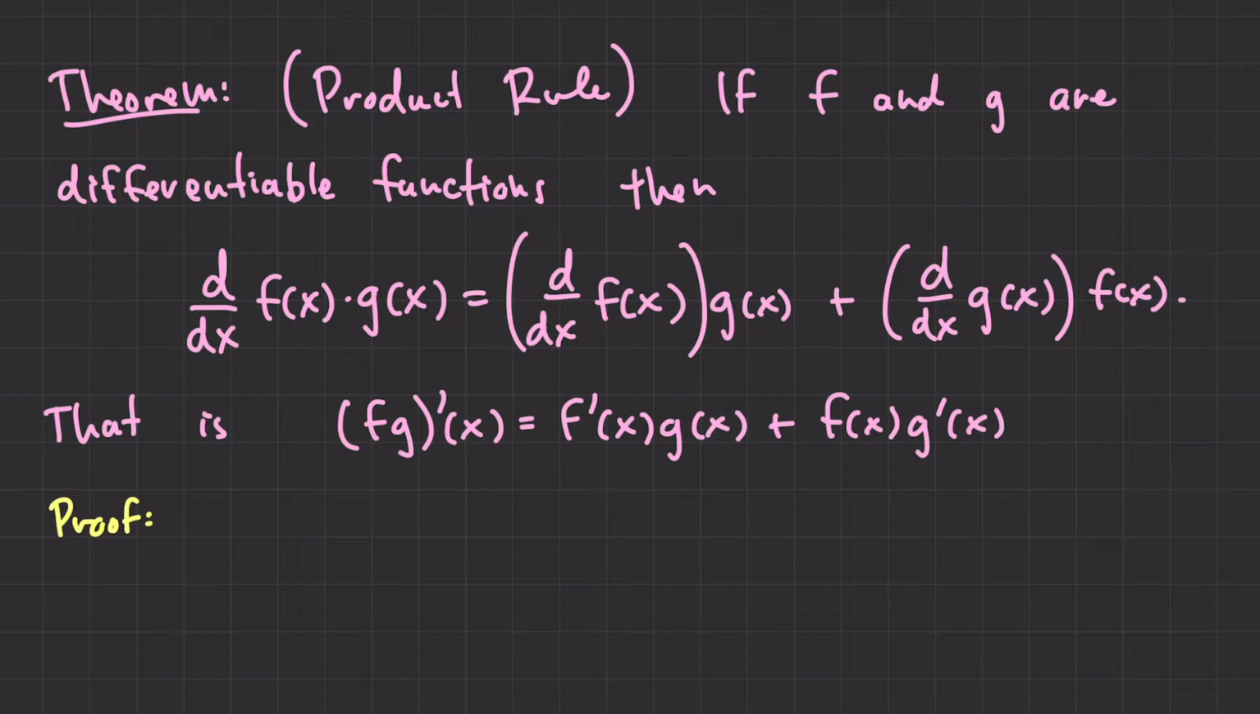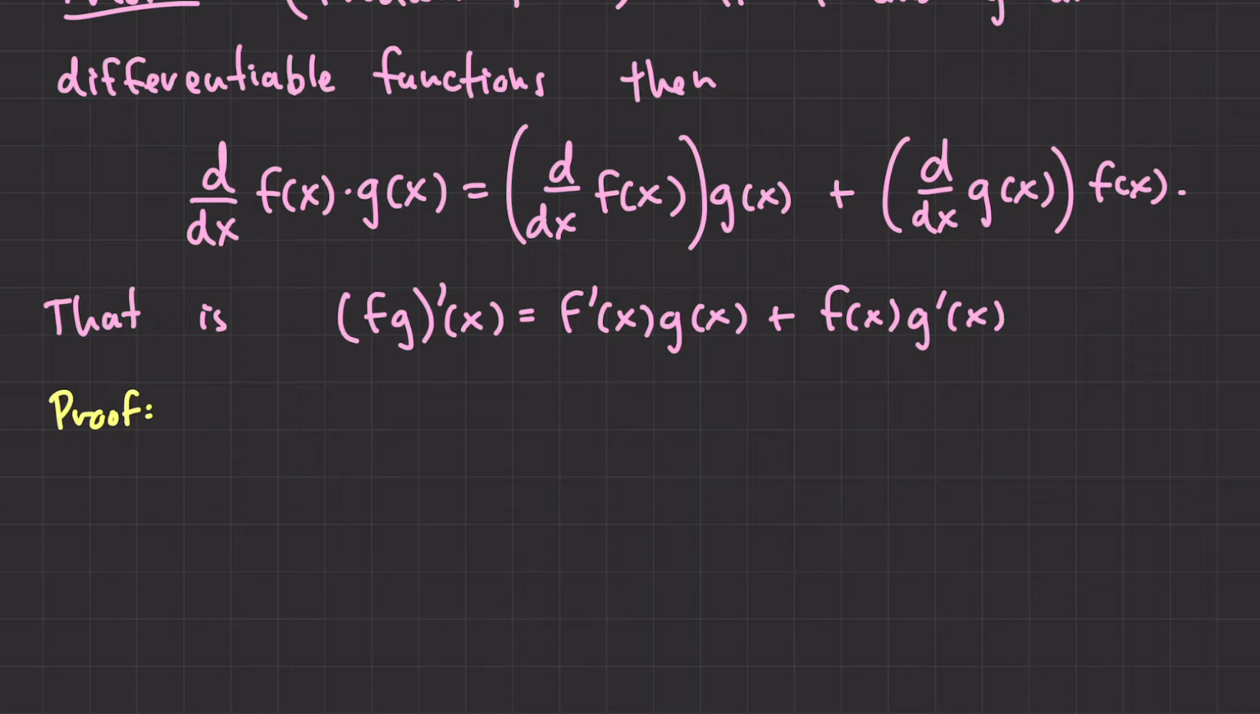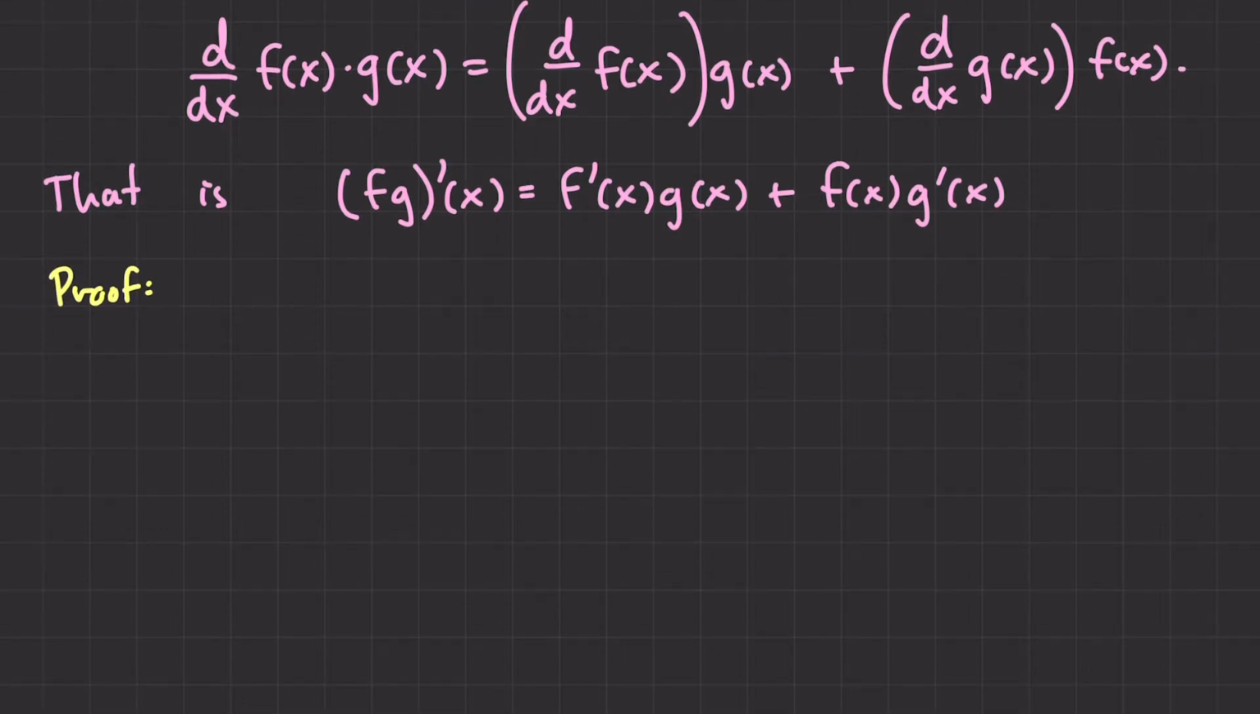Another nice way of putting it that just uses less symbols is that (fg)' of x is equal to f' of x times g of x plus f of x times g' of x. I've even seen it written using less symbols. I've seen (fg)' is equal to f'g plus g'f. That's like super shorthand. So if you want, you could write that.